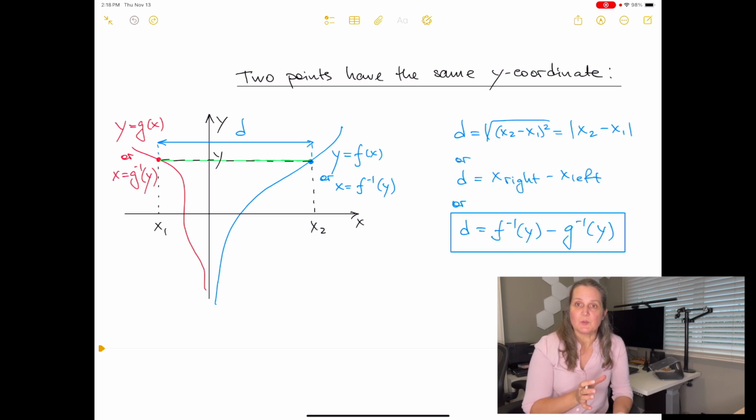Then the distance between those 2 points would be the distance between the rightmost value of x and the leftmost value of x, which is the same as the inverse of the function f of x evaluated at that specific value of y minus inverse of g function evaluated at the same value y. Let's take a look at the example.